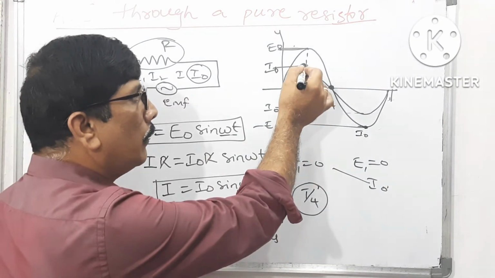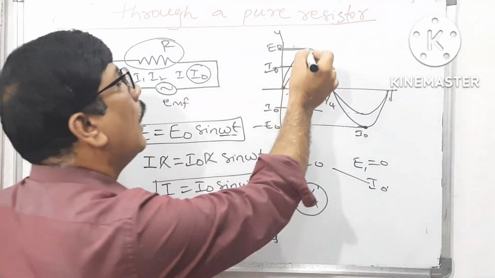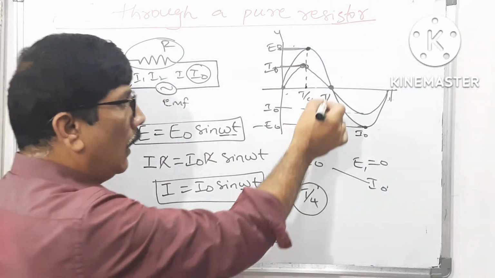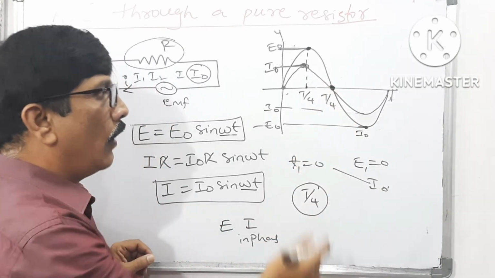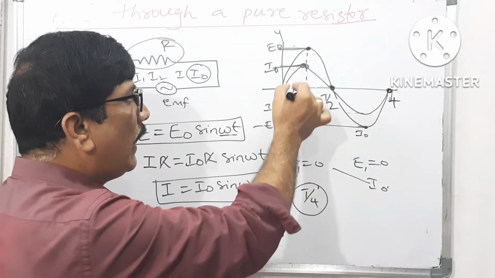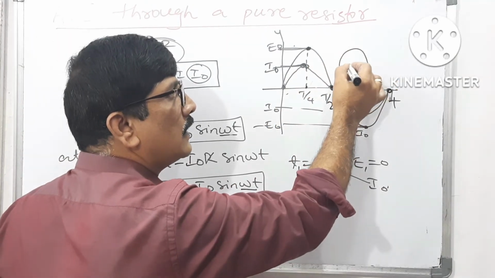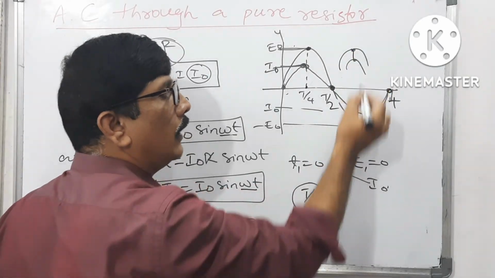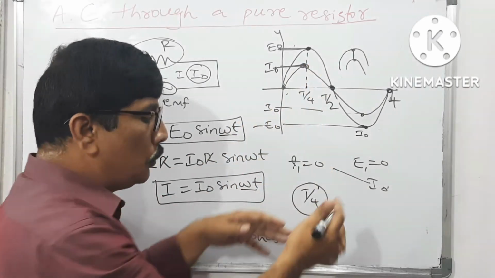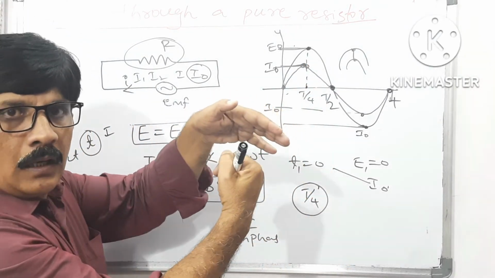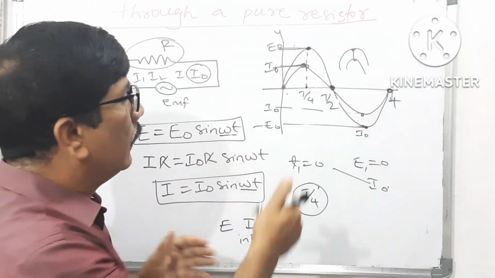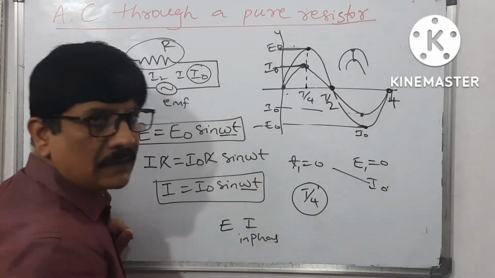Here the maximum current and maximum EMF are at the same time. Current 0, EMF 0 after T by 2 seconds. After T seconds again they come to 0. In this way, it is like a transverse wave: crest and crest are coinciding, trough and trough are coinciding. At every instant of time, these two waves are like constructive interference. You know constructive interference already. It is similar to that. That means they are always in phase.